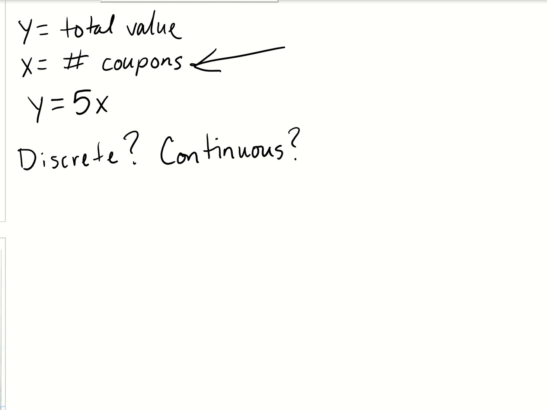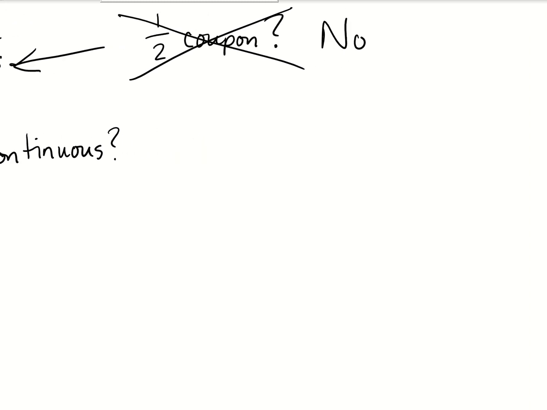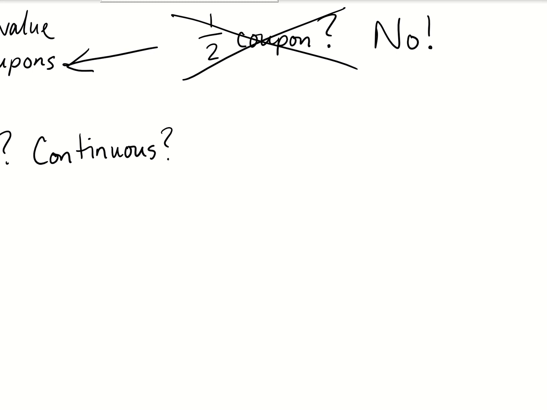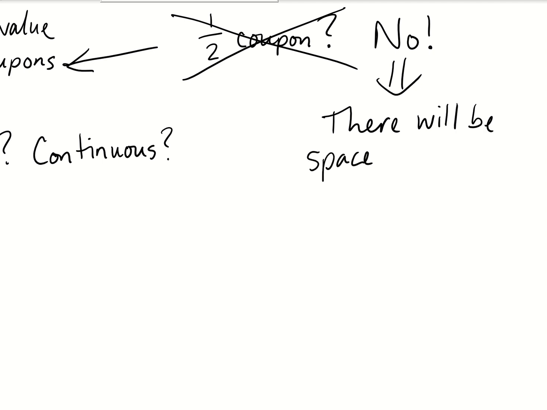Well, let's look. If they do 1/2 of a coupon, is that something that a company would give out? Would they give out half of a coupon? They might give a half off coupon, but they're not going to give you just 1/2 of a coupon, right? That would be silly. So no, they cannot give you half a coupon. Because of this, there will be space between values in our graph.